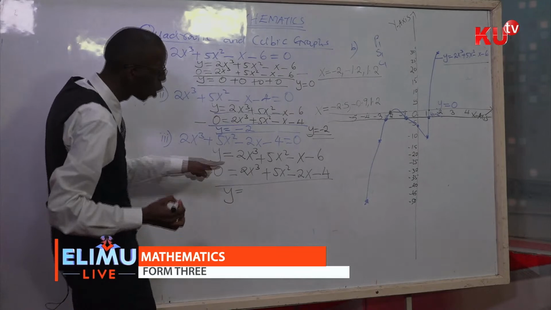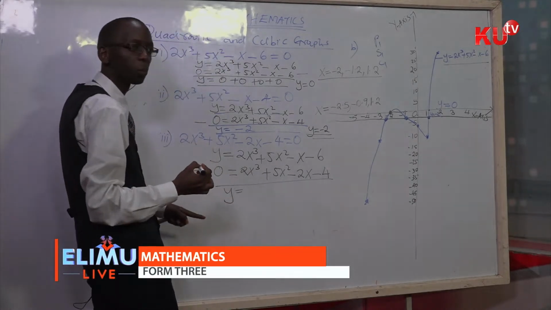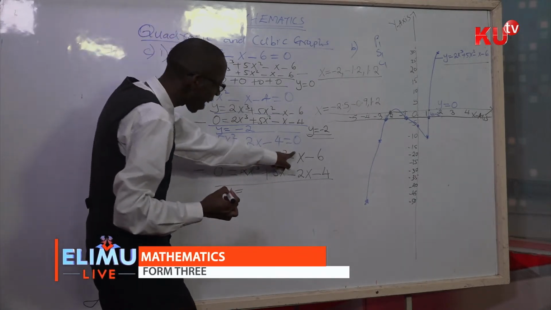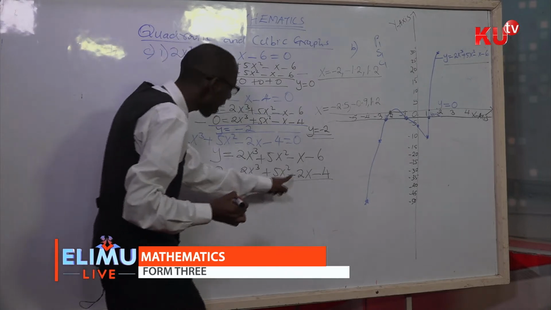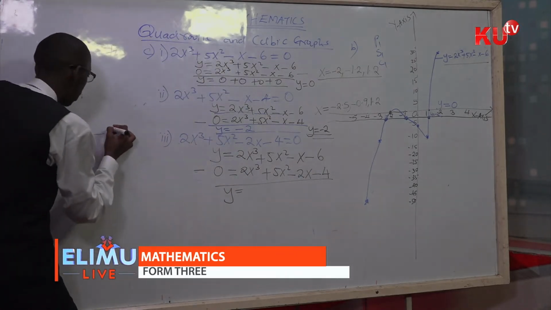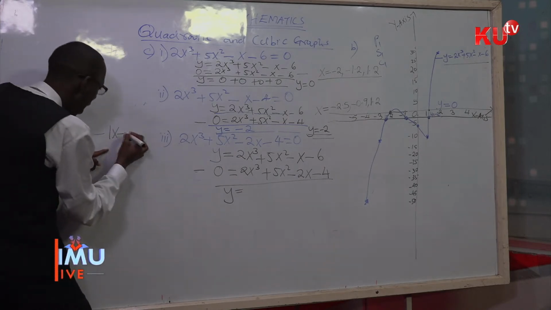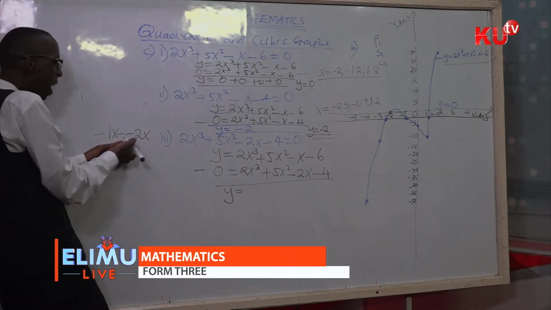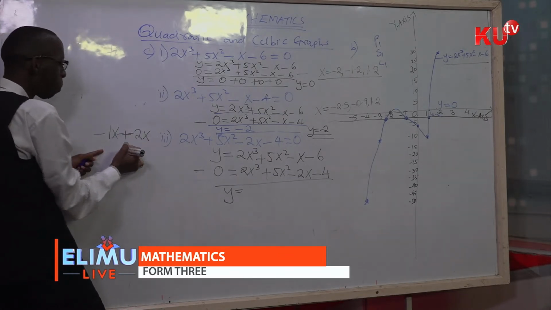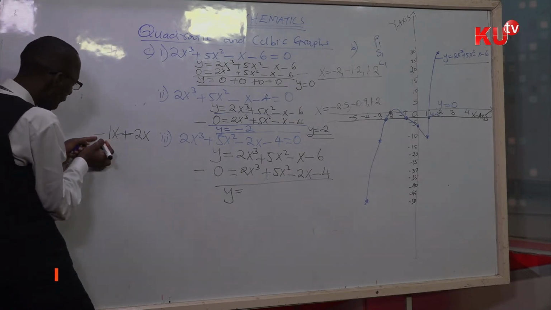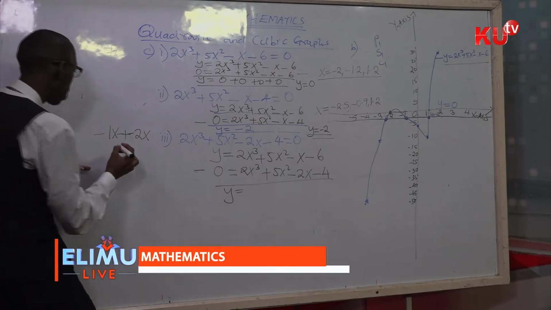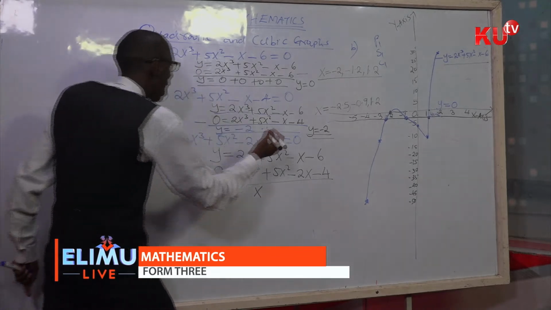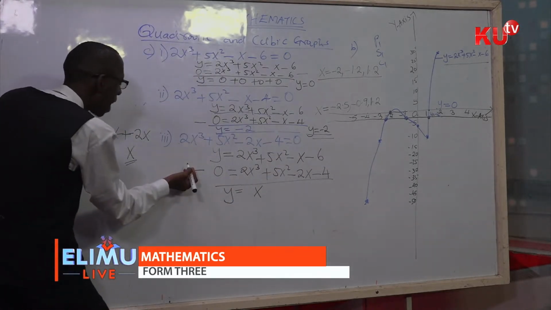Now, y minus 0 is y, which equals 2x cubed minus 2x cubed, that is 0. 5x squared minus 5x squared is 0. Negative x minus negative 2x: negative 1x minus negative 2x will give us positive x. So negative 1 plus 2 is positive 1x.